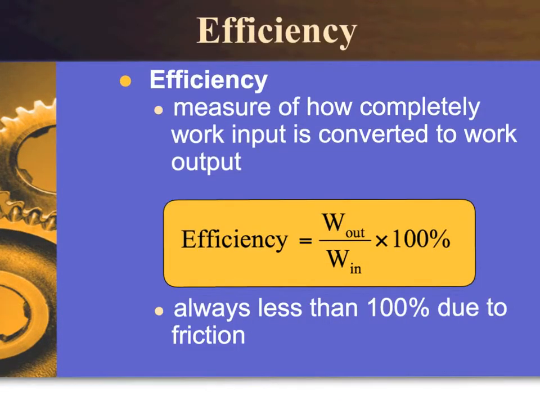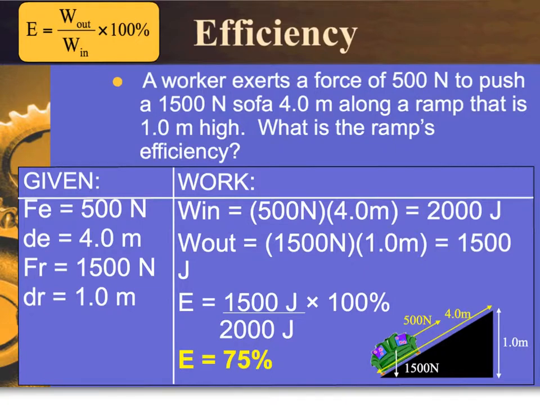So with regard to efficiency, we will measure how completely work input is converted to work output. The formula for efficiency is work output divided by work input times 100%. Efficiency will be given in regards to percentage. It will always be less than 100% due to energy and work being lost due to friction. So let's examine an efficiency problem.